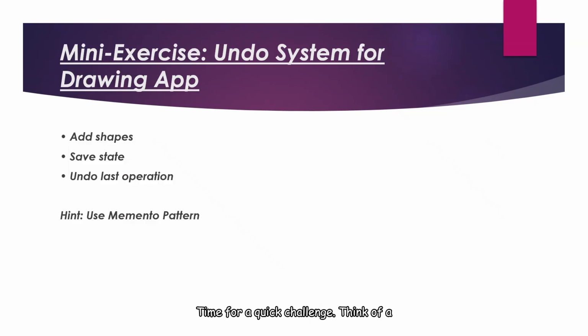Time for a quick challenge. Think of a drawing app where a user can create shapes: circles, rectangles, lines. Now implement undo functionality. How would you do that? Use the Memento pattern. Each time a user draws, save a snapshot of the canvas. When they press undo, restore the previous snapshot. Give it a try after the session.